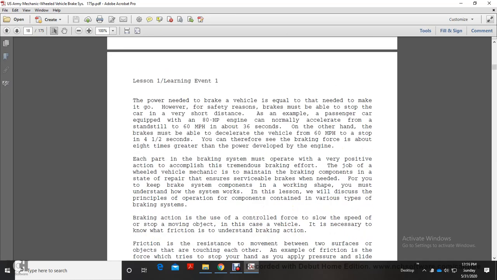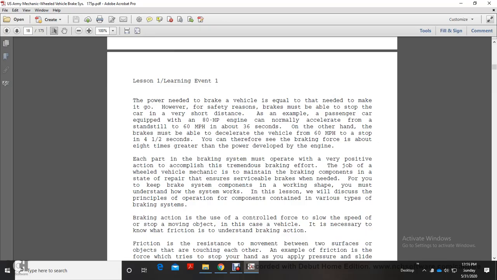The power needed to brake a vehicle is equal to the power needed to make it go. However, for safety reasons, the brakes must be able to stop the car in a very short distance. For example, a passenger car equipped with an 80 horsepower engine can normally accelerate from a standstill to 60 miles an hour in 36 seconds. On the other hand, the brakes must be able to decelerate the vehicle from 60 miles an hour to a stop within 4.5 seconds.